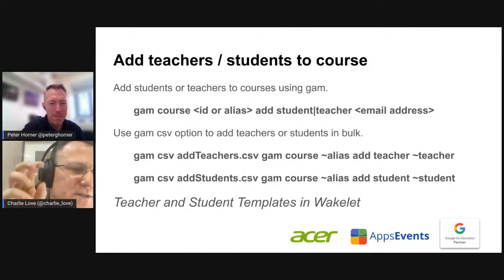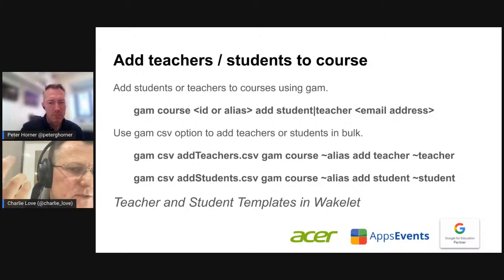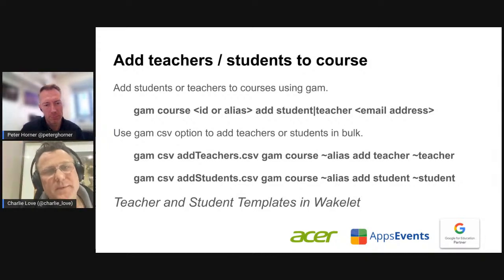So you've got GAM. You can use GAM, course ID, or alias, right? So you can use one or the other. Both of them need to be unique. So you can have a course ID or a course alias, and then you can say add student or add teacher, and then their email address. So this is really straightforward to use. You've got a bunch of student email addresses, and you've got a bunch of Google Classrooms you want them to be allocated to, the courses that you want. You can just run those in a CSV file, and you can just use that CSV file to add them all automatically to all of the courses that you've already set up.